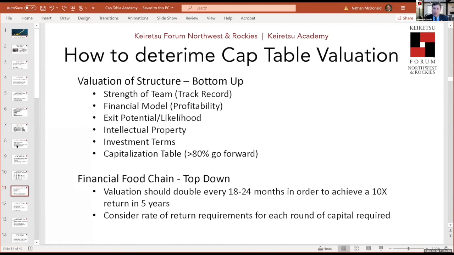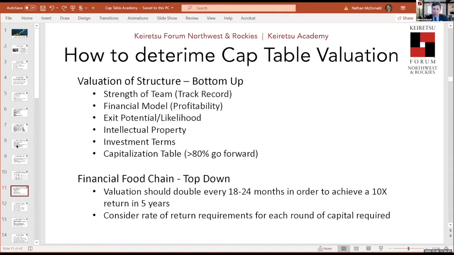So we could do a whole session on how to determine the valuation of a company. These are some of the rules of thumb that I picked up from my 20 years of evaluating companies, really looking at it from two levels. Number one is the ground up. What assets does the company have today? Do they have a strong management team with a track record? Do they have a financial model that they believe will deliver profitability? Do they have the potential to sell? Have they sold before? What kind of intellectual property do they have that prevents competitors from competing with them on price and reducing their margins?